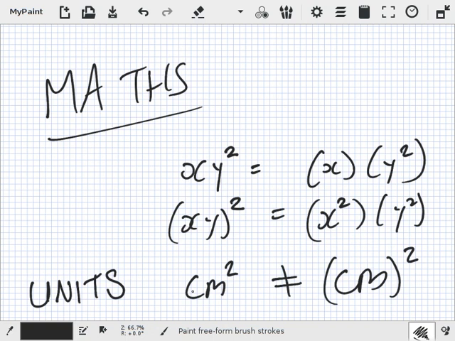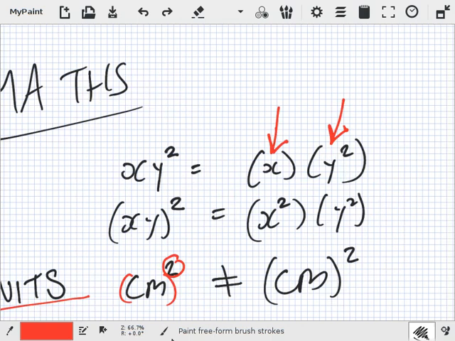I do actually mean cm all squared. Now that might look a bit strange, because in math class, if you had x y squared, it means x has no square and y has a square. But when we're talking about units, the square actually is on both, like there was a bracket here. You just need to be careful with that. All right, so that's my warning. Okay, let's go back here.